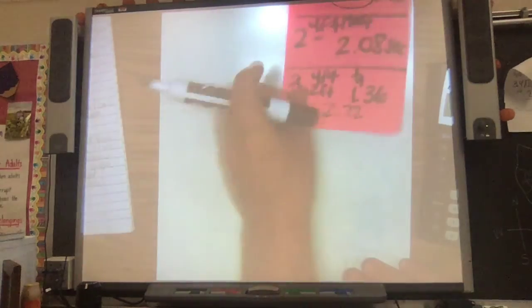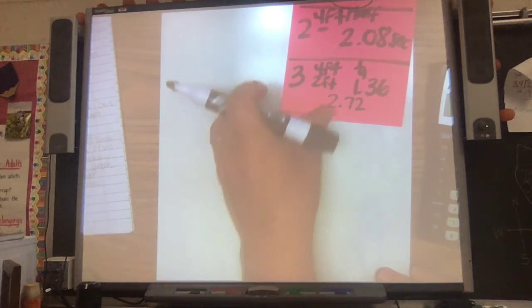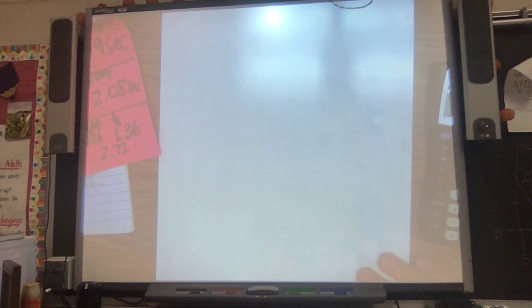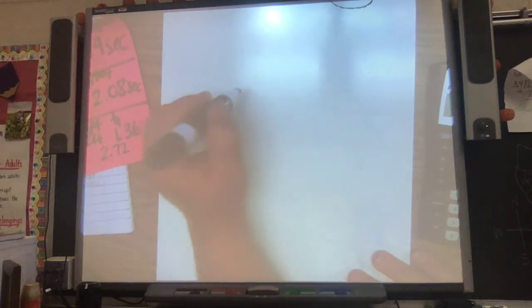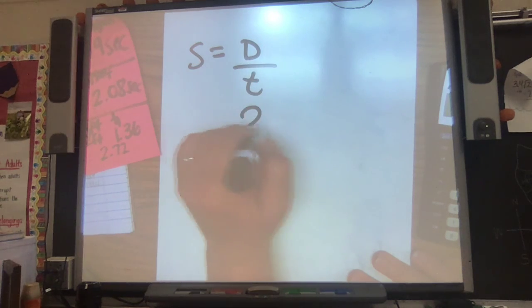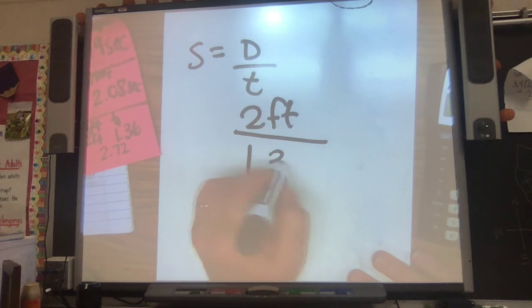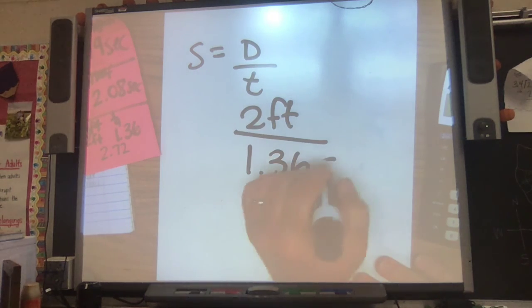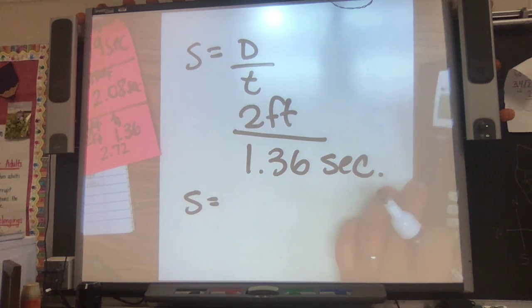Okay, and our final one, remember this was the lowest setting. And remember, we had to measure it at 2 feet because it didn't even go 4 feet. It was going so slow. So, number 3 went 2 feet in, was that 1.36? 1.36 seconds. Okay, let's divide that out and see what we get.